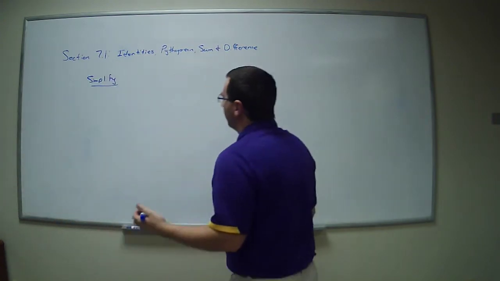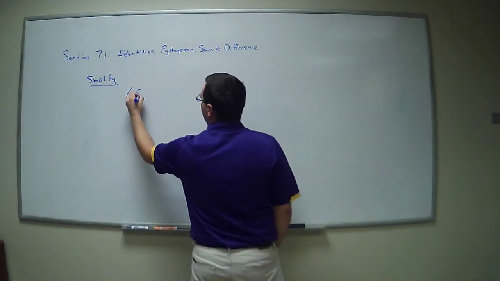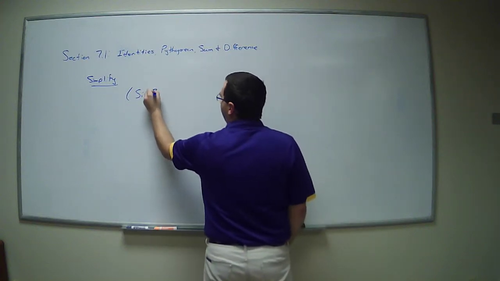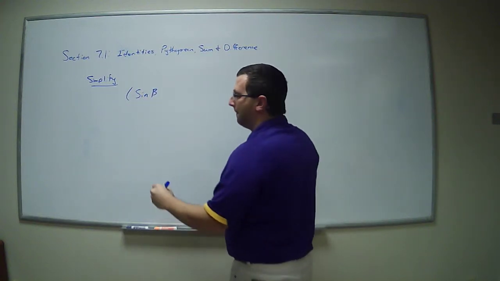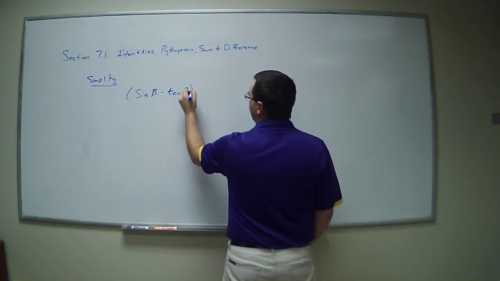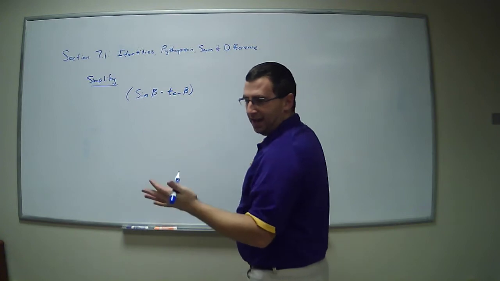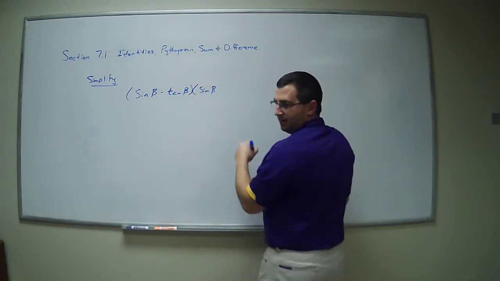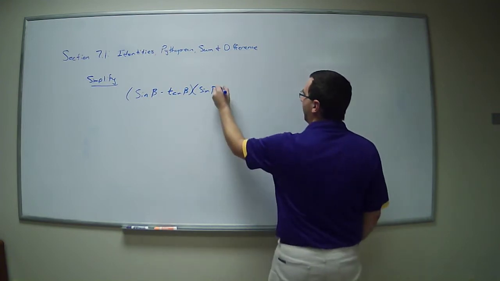All right. So the first one, sine of beta, where beta is your angle, minus tangent of beta, okay, and then times sine beta plus tangent of beta.